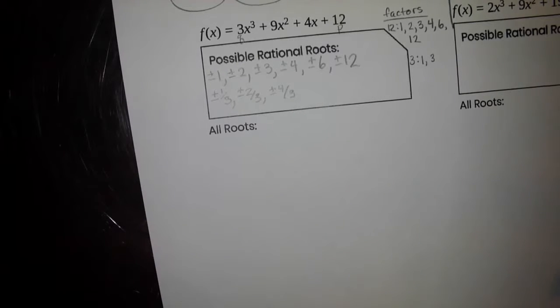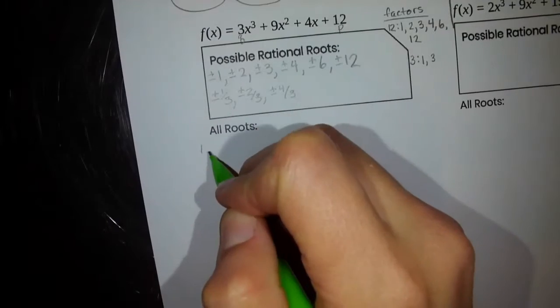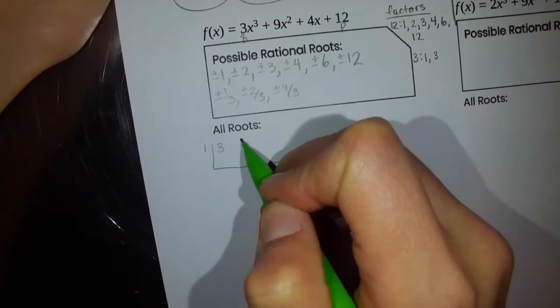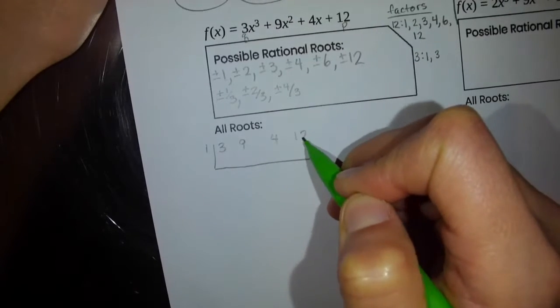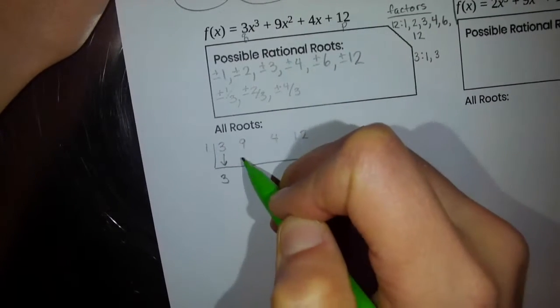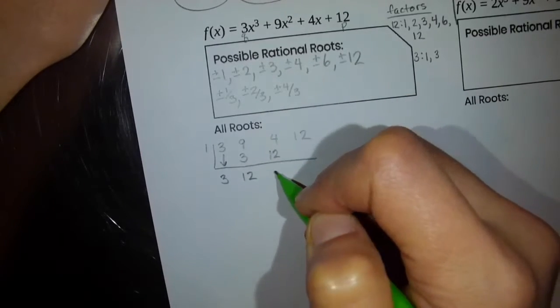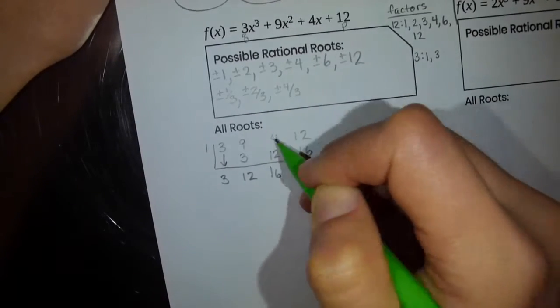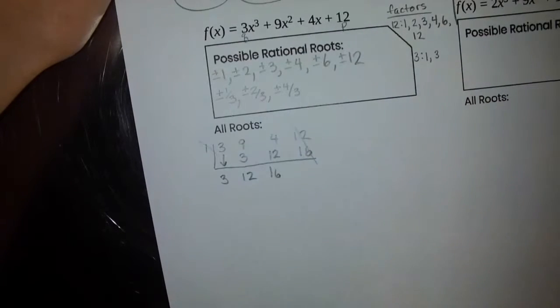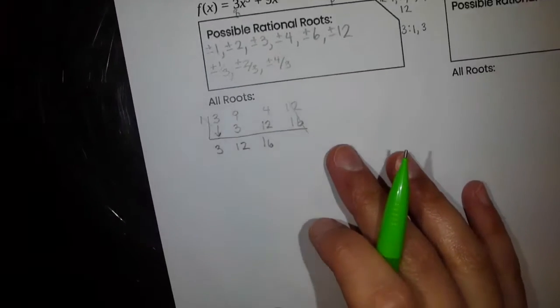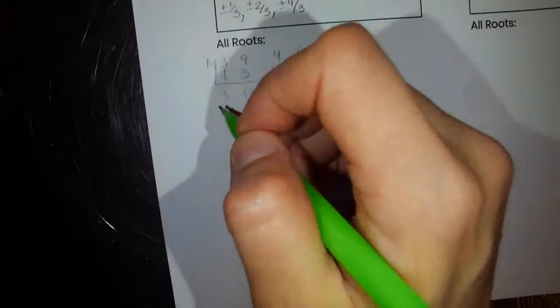Okay, so I'm going to start with 1, because I always start with 1, and then try 3, 9, 4, and 12. 3 times 1 is 3. We have 12 times 1 is 12. 16. Okay, so this definitely isn't going to work out. So 1 is not going to be one of my roots. And we can keep going with this, and you'll see that negative 3 is going to work.